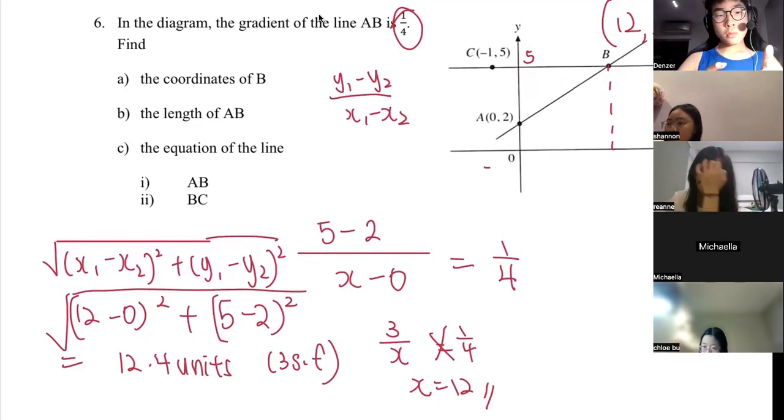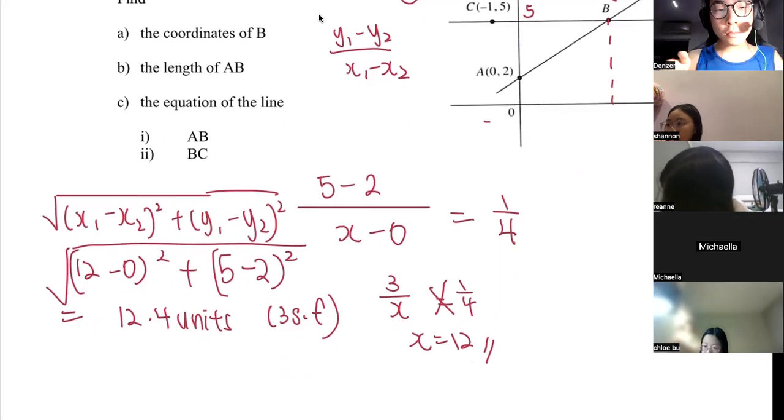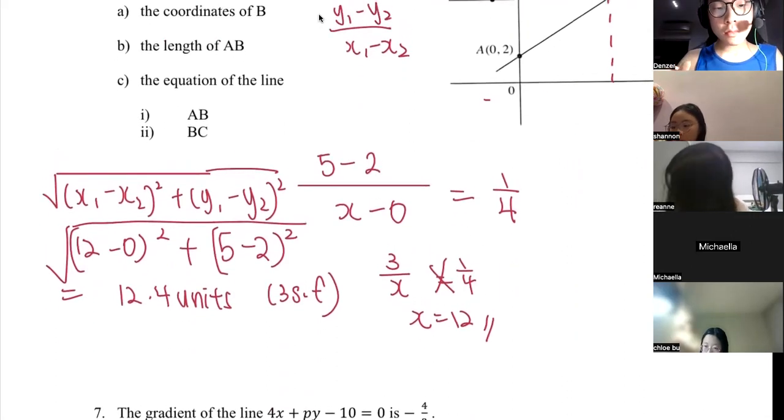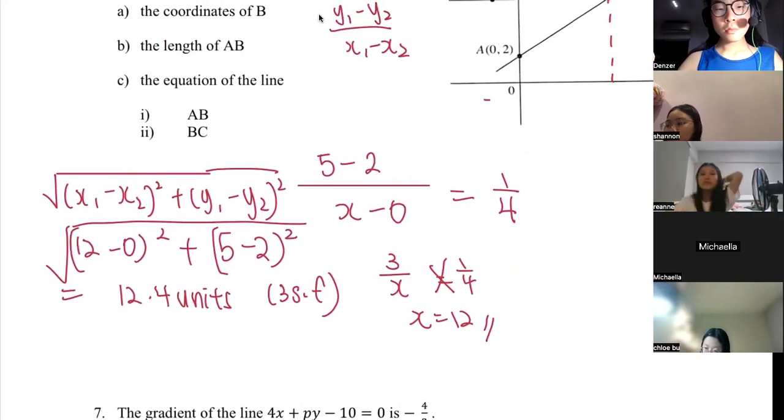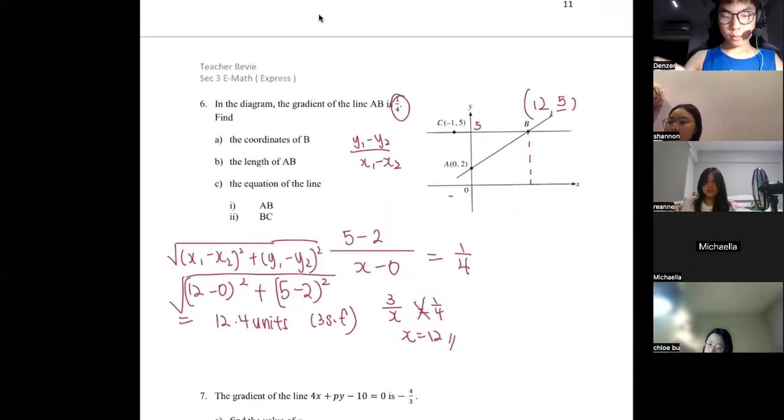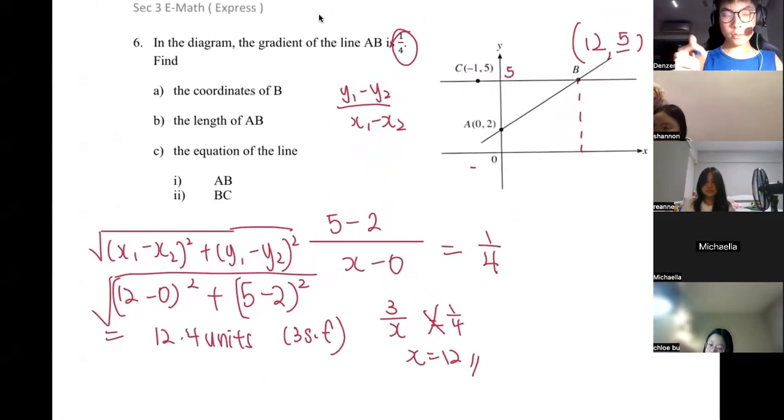So just now I was saying, by default, all my answers are to 3SF. At the front page of your exam paper, they also will write it down. For money, it's to 2 dp. For angles, it's to 1 dp. So just take note of these few differences. Equation of AB, same thing. I've already found the gradient. Gradient is given to be 1/4.